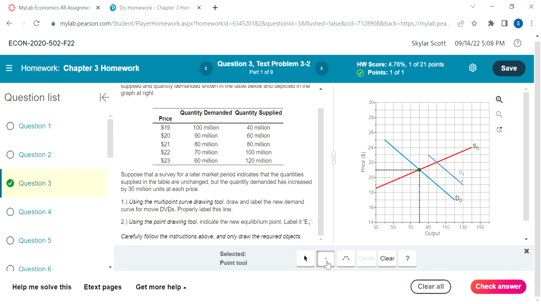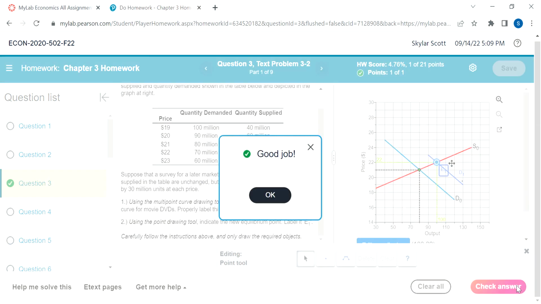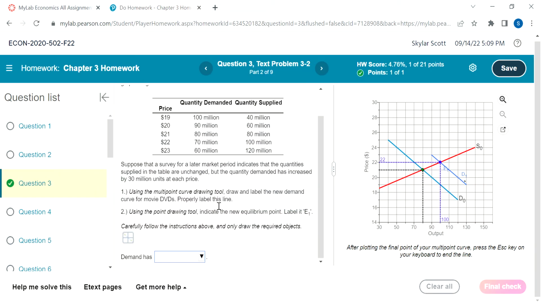Going to go ahead and get our point tool, put it down, and label it E subscript 1. After we've done that, we'll go ahead and check our answer. Voila, we got it right. It's going to continue. Demand has increased. It's gone up.